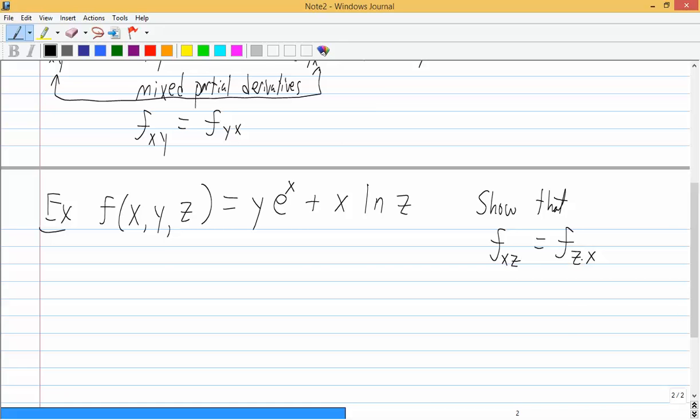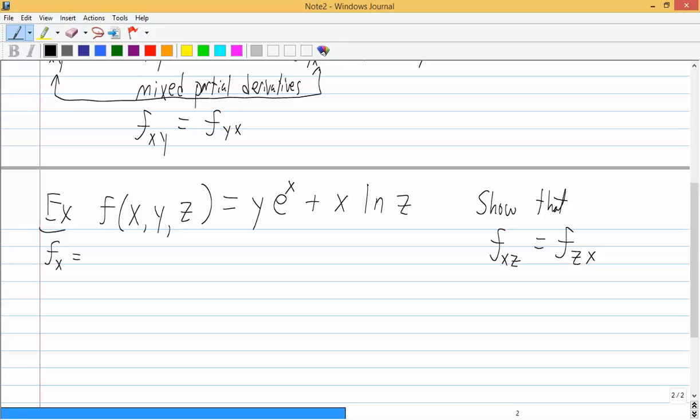So let's not find all the partial derivatives. Let's just show that those two are equal. Because by definition, mixed partial derivatives have to be equal. So what we want to do is first find the partial derivative of f with respect to x. So any term that has an x in it is what we're looking at taking derivatives of. We have to hold the y and the z constant here.